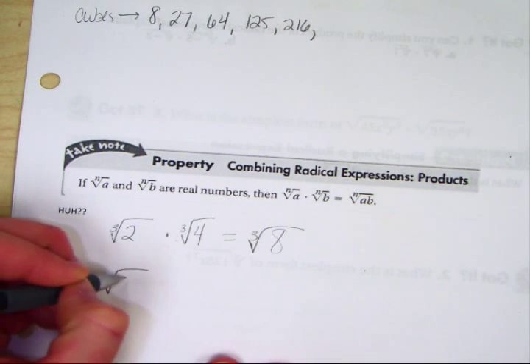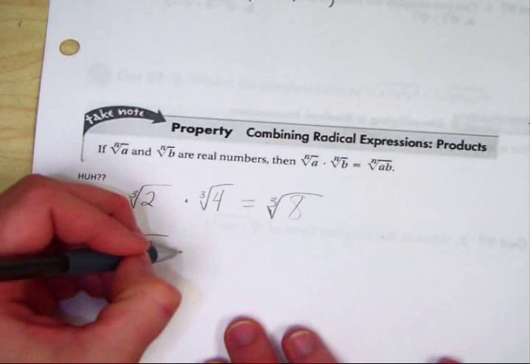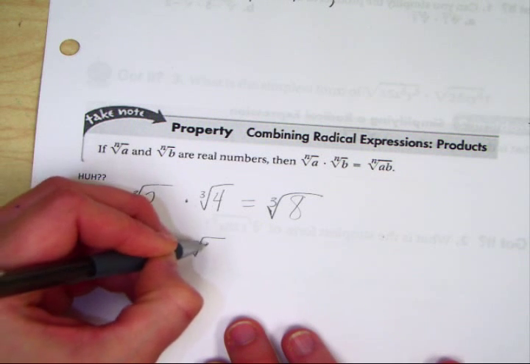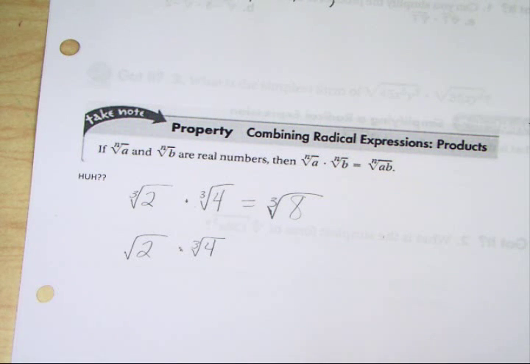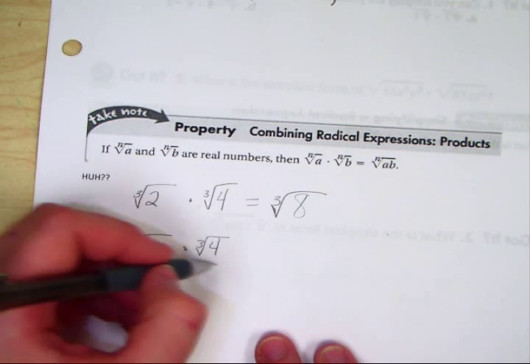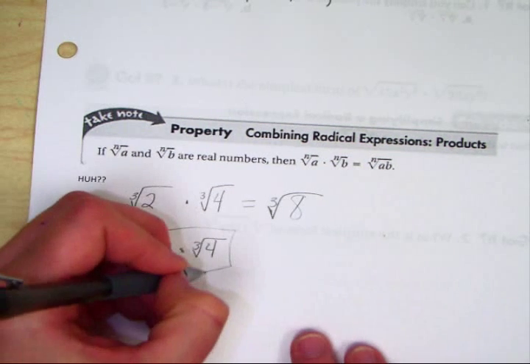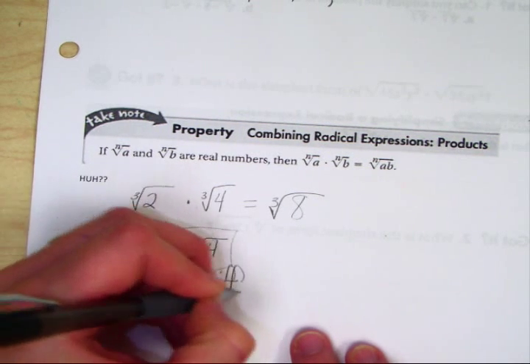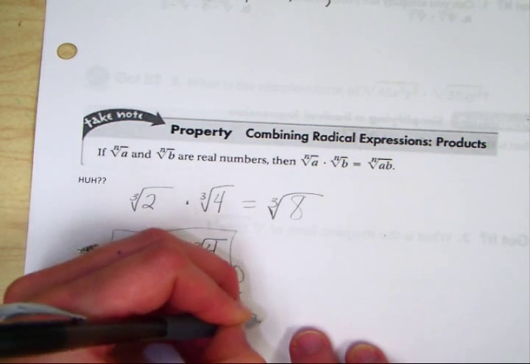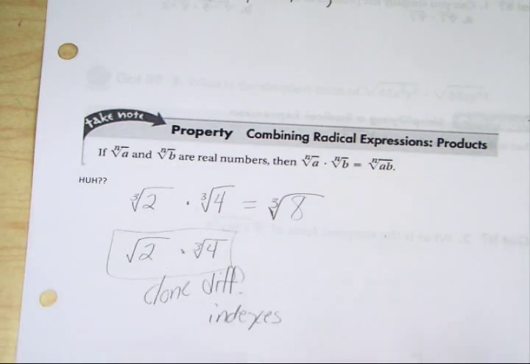But on the other hand, let's say that you have the square root of 2 times the cube root of 4. See the difference? You can't multiply those together. Those are done. Why are they done? Because they have different indexes. Okay?